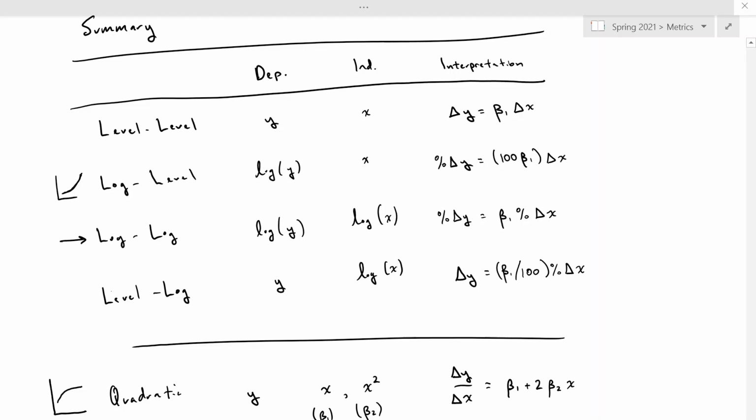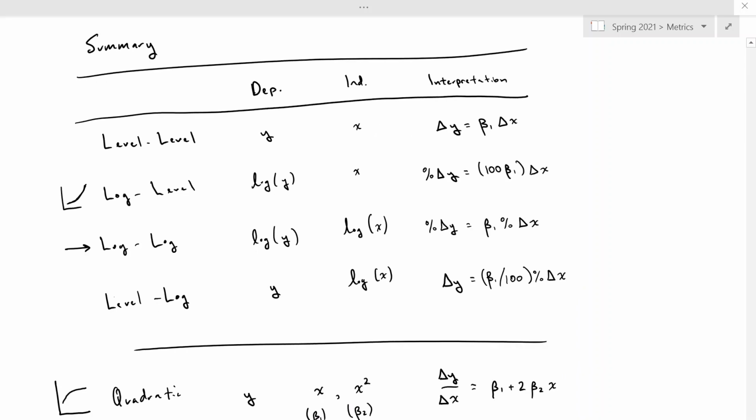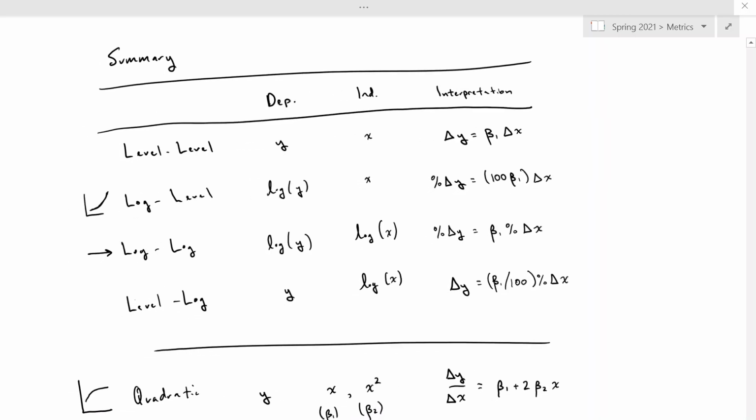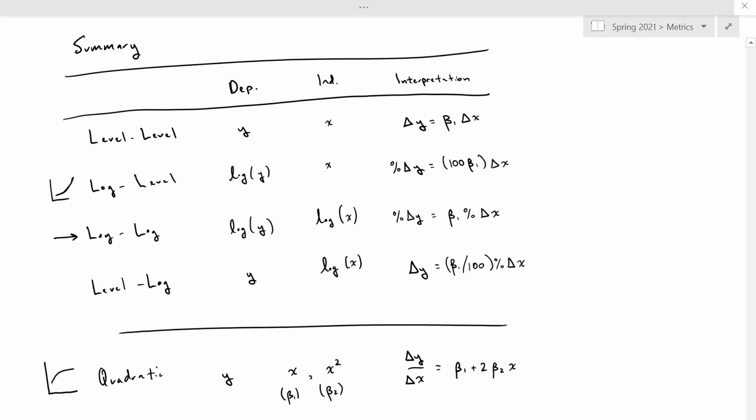Okay, and so yeah, this would hopefully be a nice summary that you can go back and reference when you need to. Let me make sure it fits on the screen. There. Yeah. And that's gonna do it for us for now in terms of nonlinear functional forms in the use of linear regression.